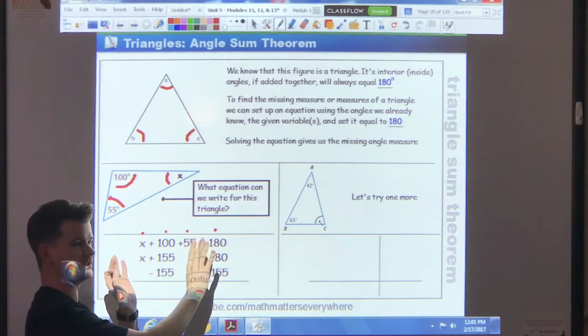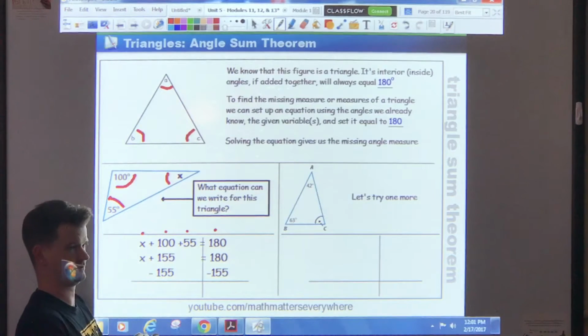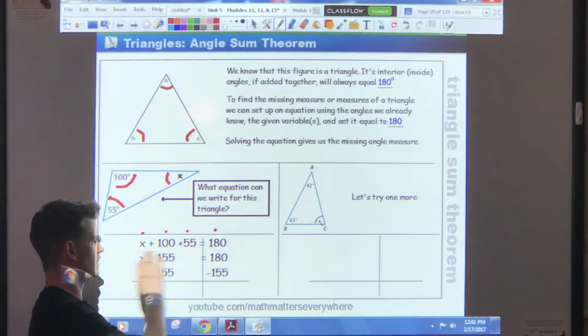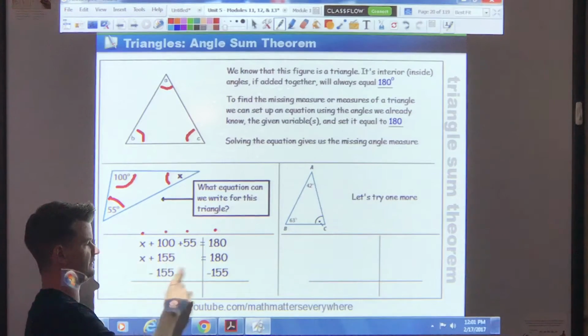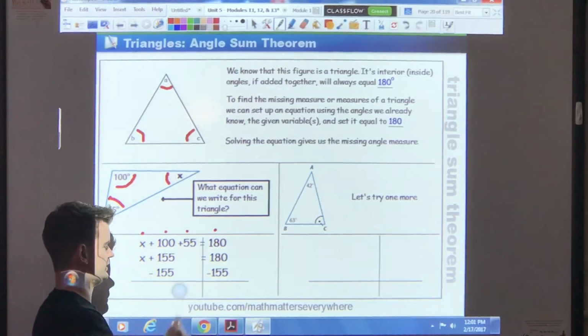So if you don't know the rules here for how we would set it up, it's going to be a struggle later on. Don't take shortcuts here, okay? I'm suggesting you don't, because it gives you practice for the harder ones. So we add these together. We get x plus 155 equals 180. We subtract 155 from both sides, and that gives me what? X equals what? 25. X equals 25.